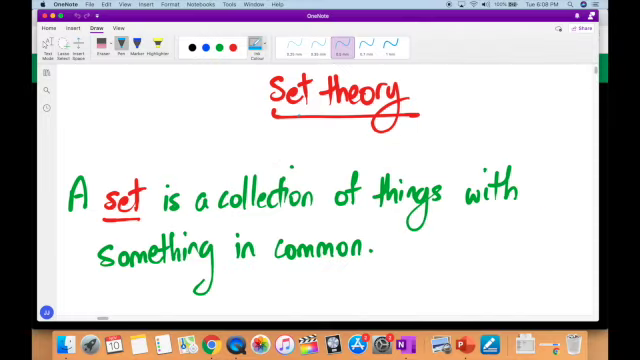So first up we have set theory. And what is a set? Well, a set is a collection of things with something in common, right? So just give that a quick write down.